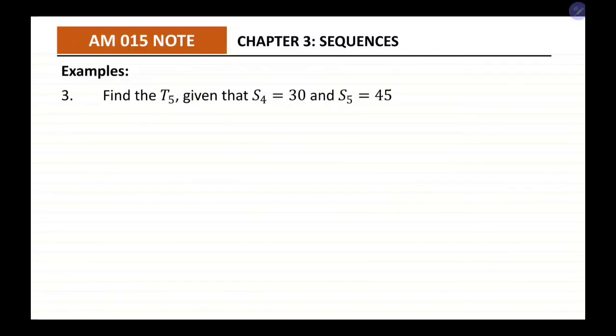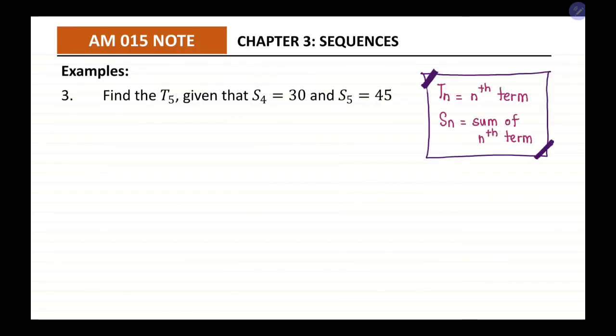We go to question number 3. Find T5 given that S4 equals 30 and S5 equals 45. S means sum. T means term. Okay. S4 means the sum from T1 until T4. Then we get 30. And S5 means the sum from T1 until T5 equals 45. Okay, now we want to find T5 only.